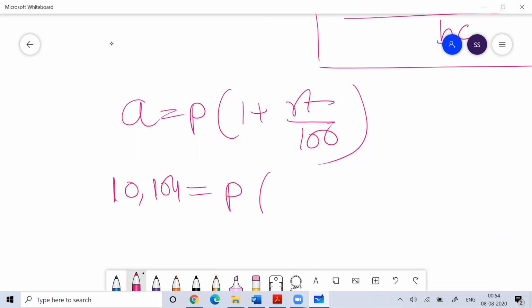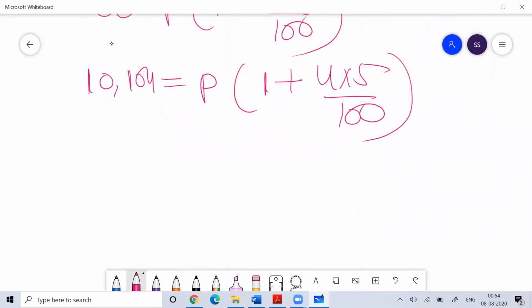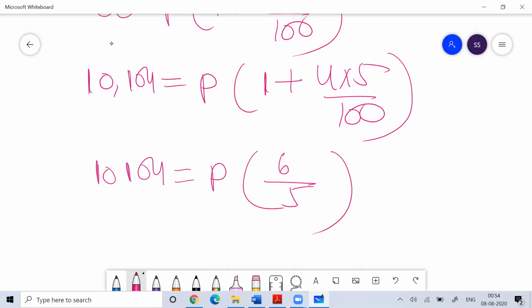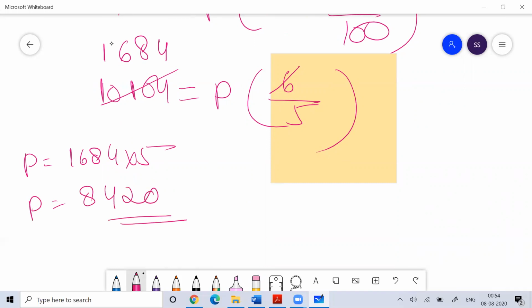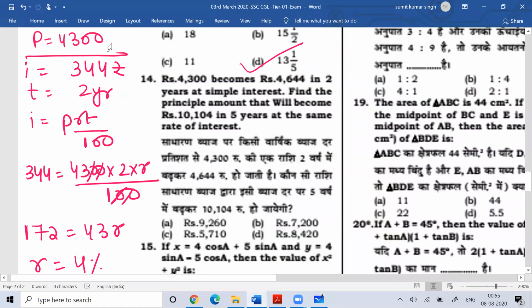They're asking for the principal. Our rate is 4 and time is 5 years, divided by 100. So 10,104 is equal to P into 1 plus 20 by 100, which is 1.2 or 6 by 5. So this should be divided by 6. So your principal is 1684 into 5, which is 8420. This becomes your principal. So the answer is option D.